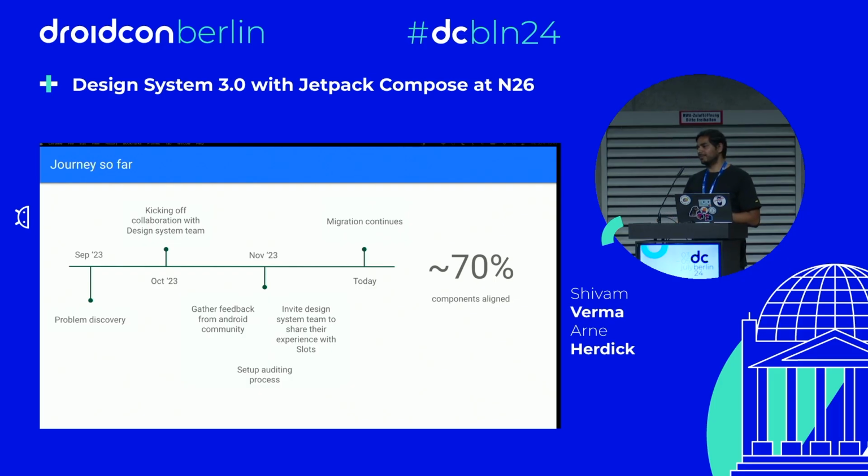Today, we've completed approximately 70% of our components to use slots where necessary. As you can see, it's not 100%, even though it's been a few months. It's always about priority and what's more important, product requirements, and so on. So things are slow.